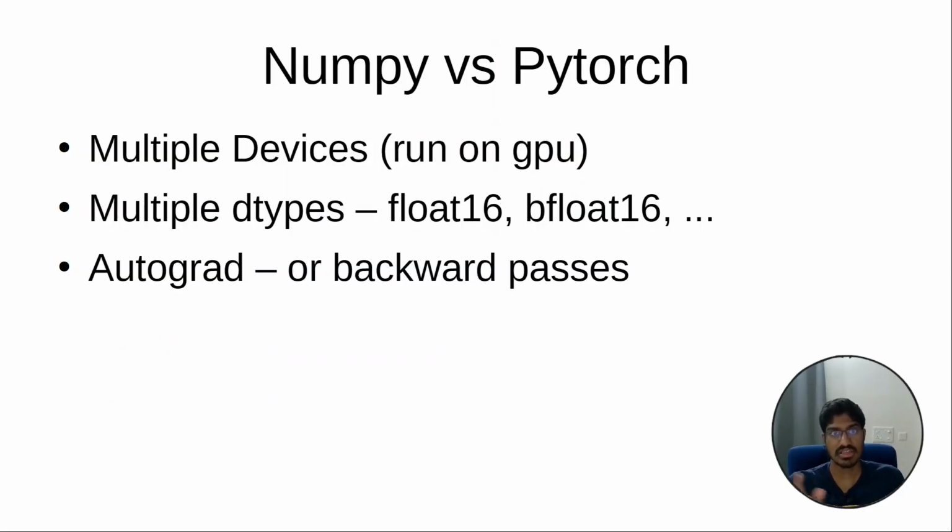So the first thing is that it allows you to run on multiple devices. On NumPy, you can only run on CPU. In PyTorch, you can run not only on CPU but also on GPU, and not just GPUs, but different AI accelerators from different companies, different architectures.